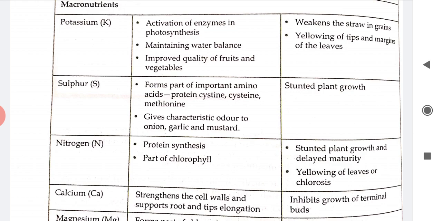Yellowing of tips and margin of leaves. You know that the leaves have a margin, that is the outer lining of the leaves. So the margin of the leaves gets yellow in the deficiency of potassium.